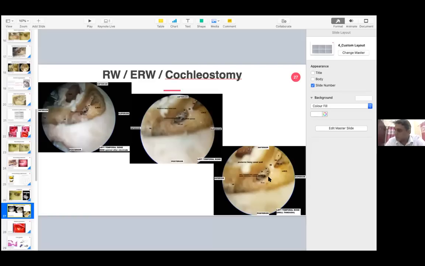The second thing, how do you drill the crista? See, the crista is drilled in a case of extended round window membrane. So what you do is you open the round window membrane. You open the round window membrane in this way. I'll just show you.